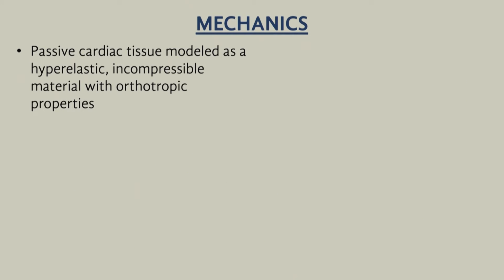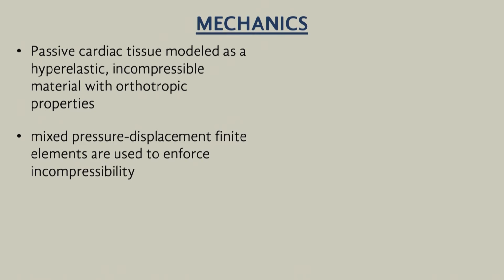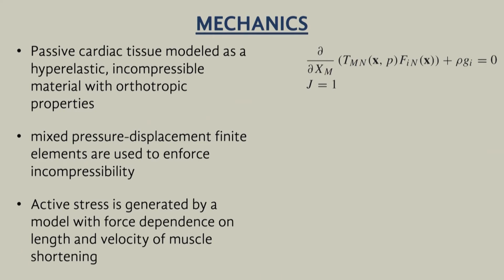Briefly about the mechanics, they modeled passive cardiac tissue as hyperelastic, incompressible material with orthotropic properties. They dealt with incompressibility with mixed pressure displacement finite elements. So you have balanced linear momentum and you have no volume change. Muscle also has an active stress, which is generated as a result of lengthening, but also velocity of the muscle fibers. And you have some ODEs that describe that.